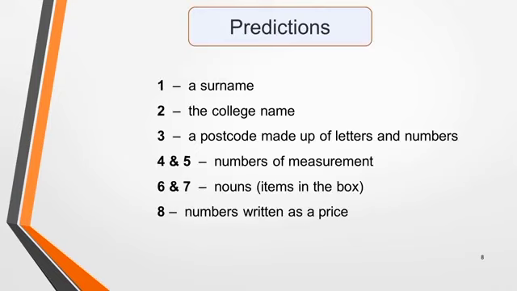These are my predictions. Answer 1 will be a surname. Answer 2, the name of the college. Answer 3, a postcode made up of letters and numbers. Questions 4 and 5, numbers of measurement. Answers 6 and 7 will both be nouns. And answer 8 will be numbers written as a price. Answers 1 and 2 will be proper nouns, so the first letter of each word must be a capital. Did you make the same predictions? If not, go back and have another look at the question.